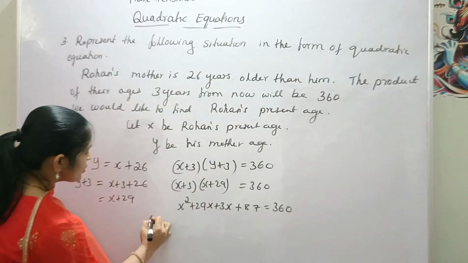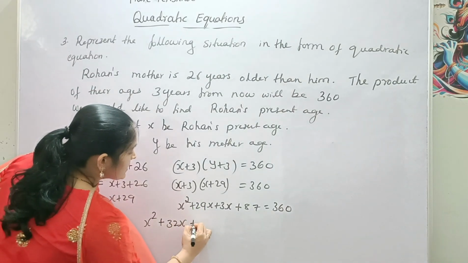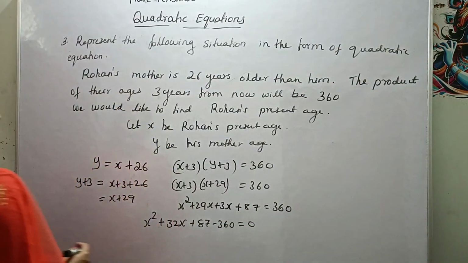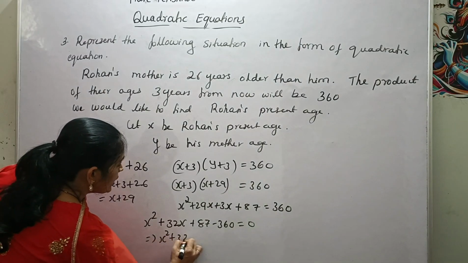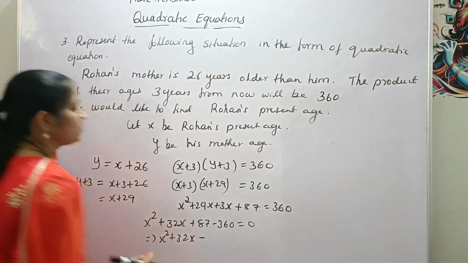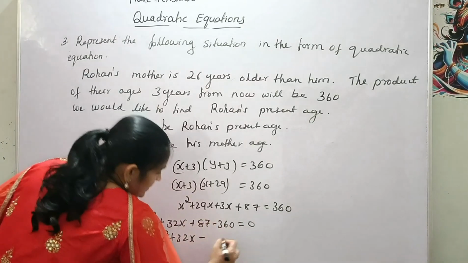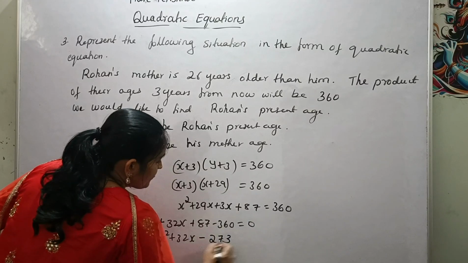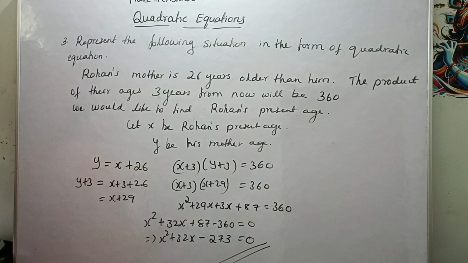That implies x square plus 29x plus 3x, that is 32x, plus 87 minus 360 is equal to 0. That implies x square plus 32x minus 360 plus 87, that is minus 273, is equal to 0. So it is the required quadratic equation.